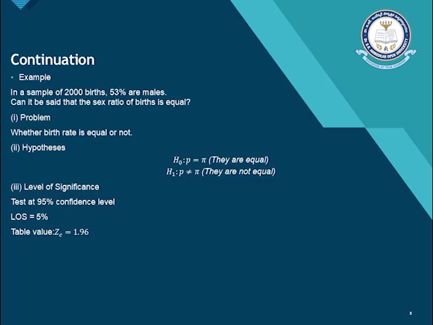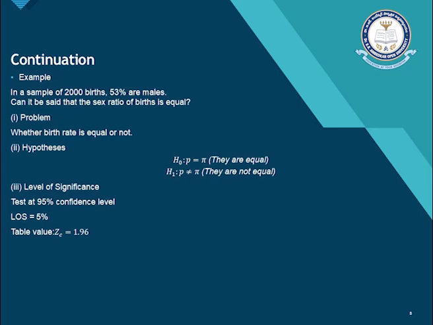Continue the problem. Now we will take an example to demonstrate how the proportion of successes will be estimated and tested. In a sample of 2000 births from a birth register, 53% are males. With this data, can it be said that the sex ratio of births is equal?